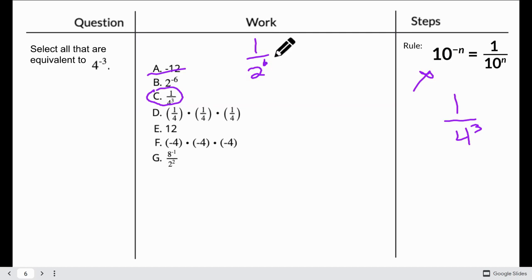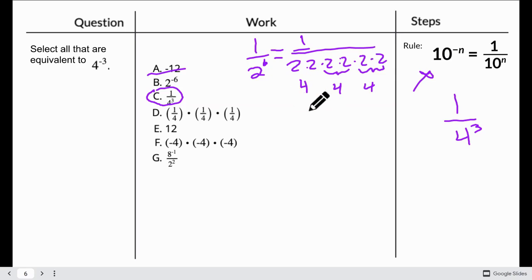Now, in this case here, let's take a look at this really quick. 2 to the power of 6 looks like this: 2 times 2 times 2 times 2 times 2 times 2. So 2 times 2 is 4. This 2 times 2 is also 4. And this 2 times 2 is also 4. So 1 over 2 to the power of 6 gives us 1 over 4 times 4 times 4, which is equal to 1 over 4 to the power of 3. So I would say that B is also equivalent to 4 to the power of negative 3.